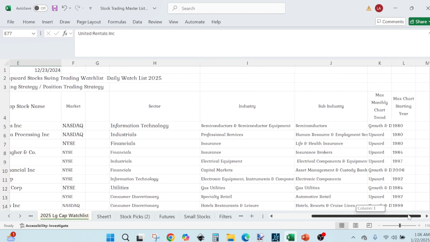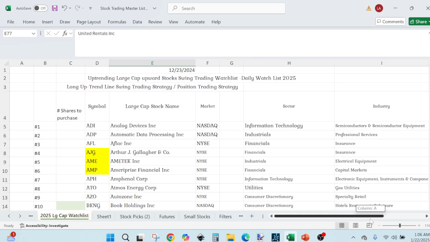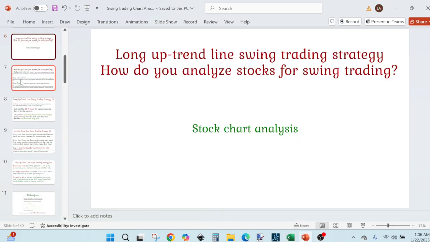Create a watch list of good stocks that you can invest in long term, and just analyze them on a daily basis using a daily chart, either maximum daily chart or 1 year daily chart, at least for the upward swing trading strategy. And for that strategy, it's good to have upward stocks, and here we have large cap upward stocks, and we analyze it daily or so.